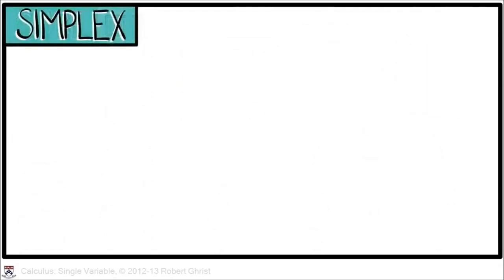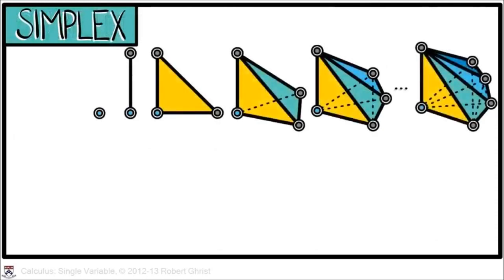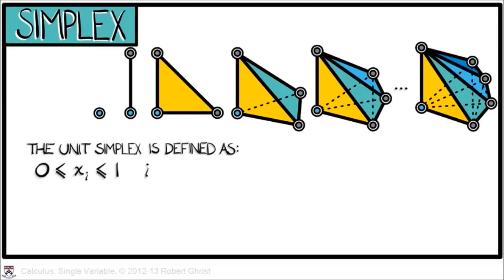Let's move on to a different shape, one that requires some calculus to understand. This is the simplex. This is an n-dimensional generalization of a triangle or a pyramid. The unit simplex is defined algebraically as a subset of the unit cube that satisfies an additional constraint. This being that the sum of the coordinates is less than or equal to 1.